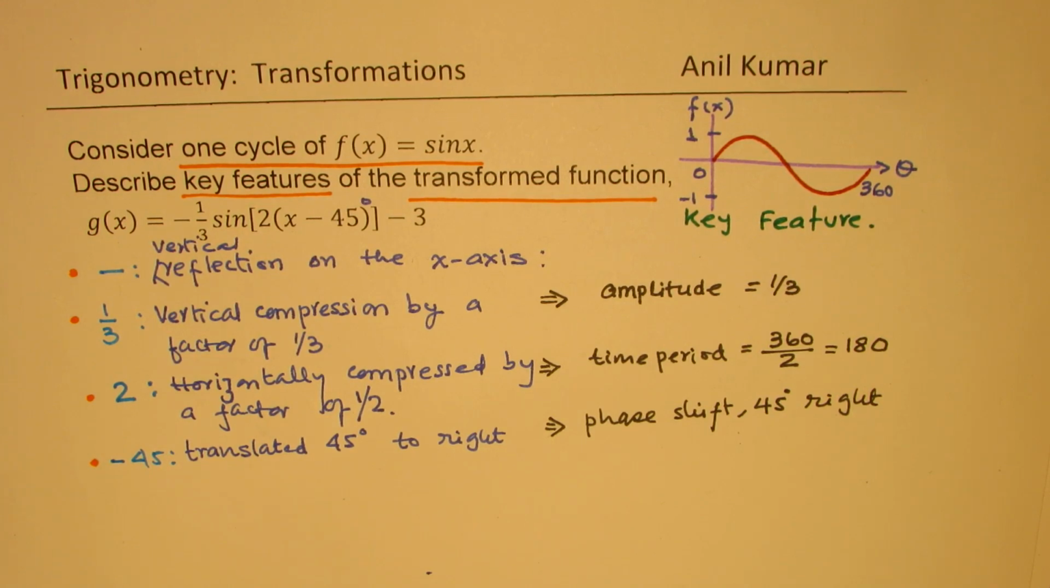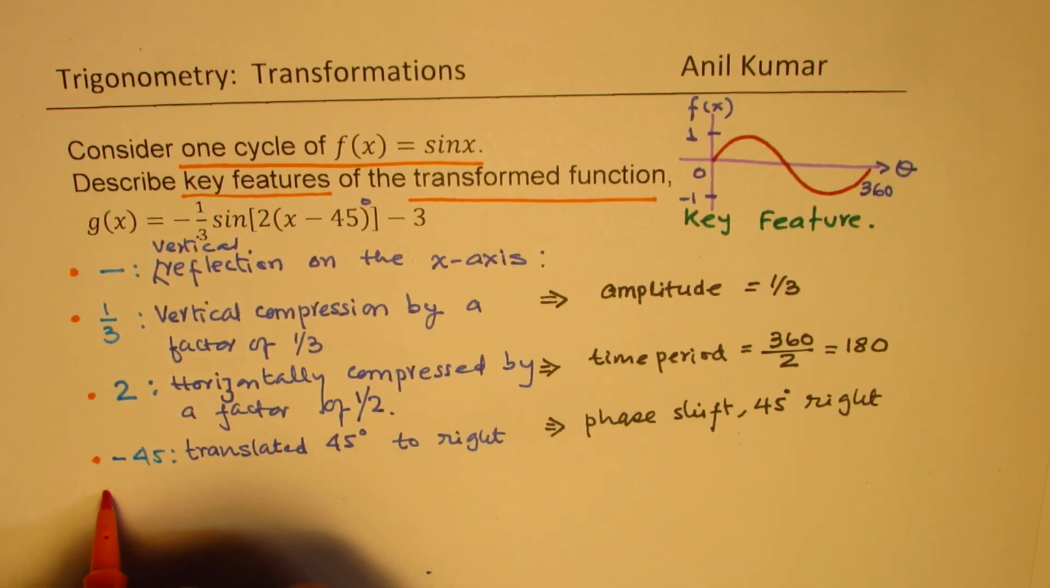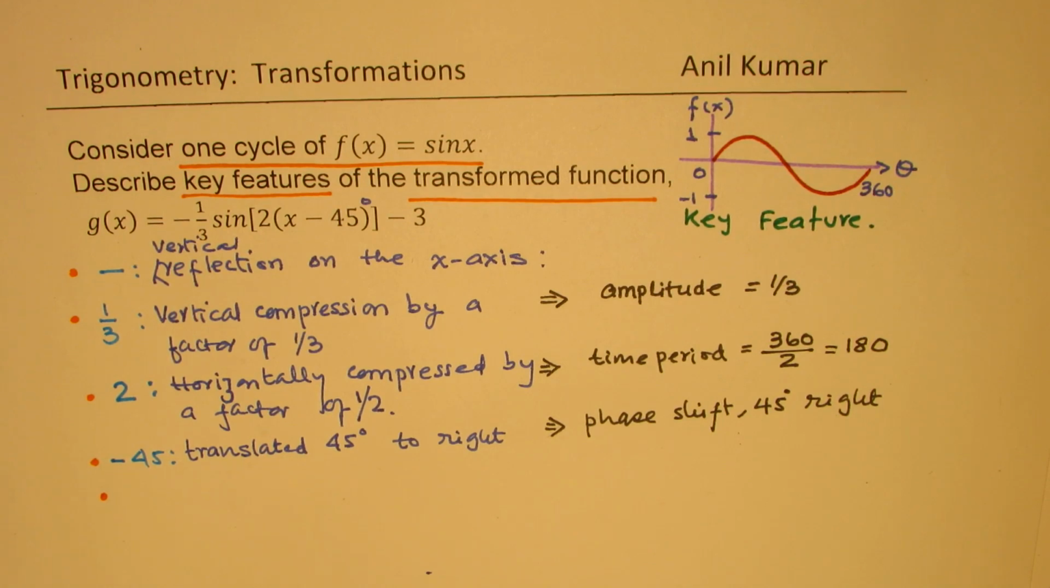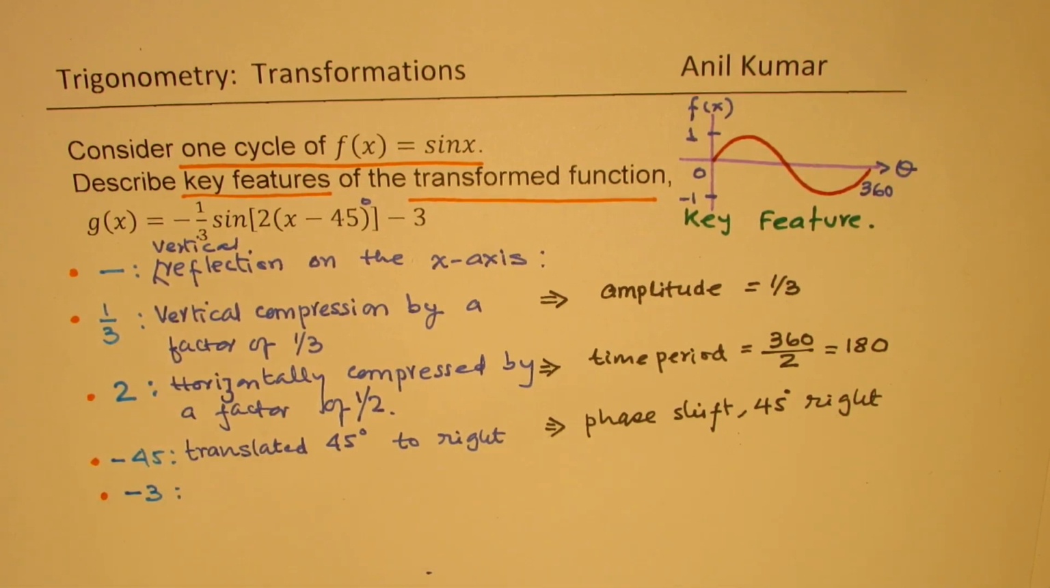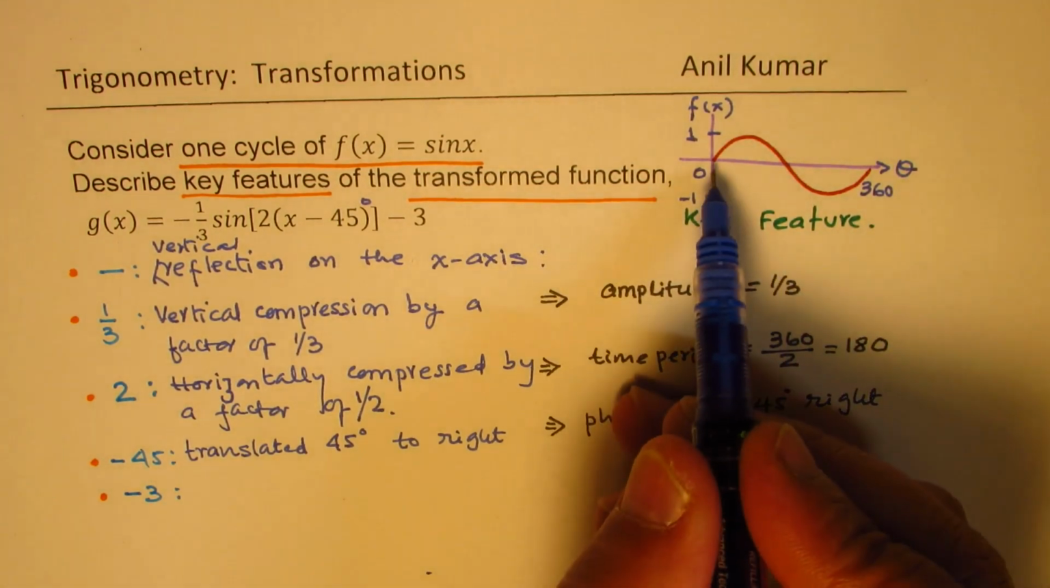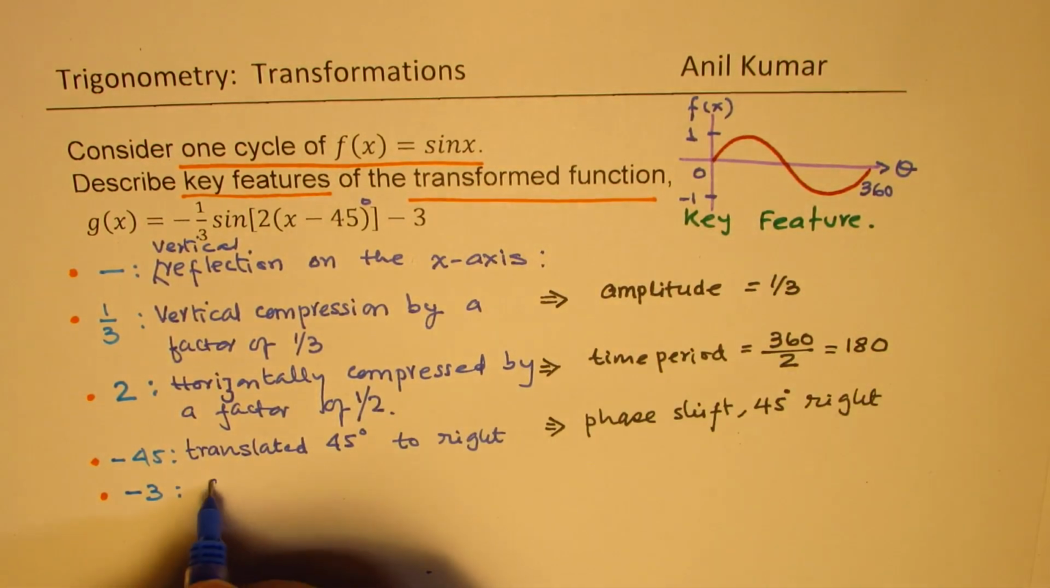Now the next feature is minus 3. Minus 3 means that this axis will move 3 units down.